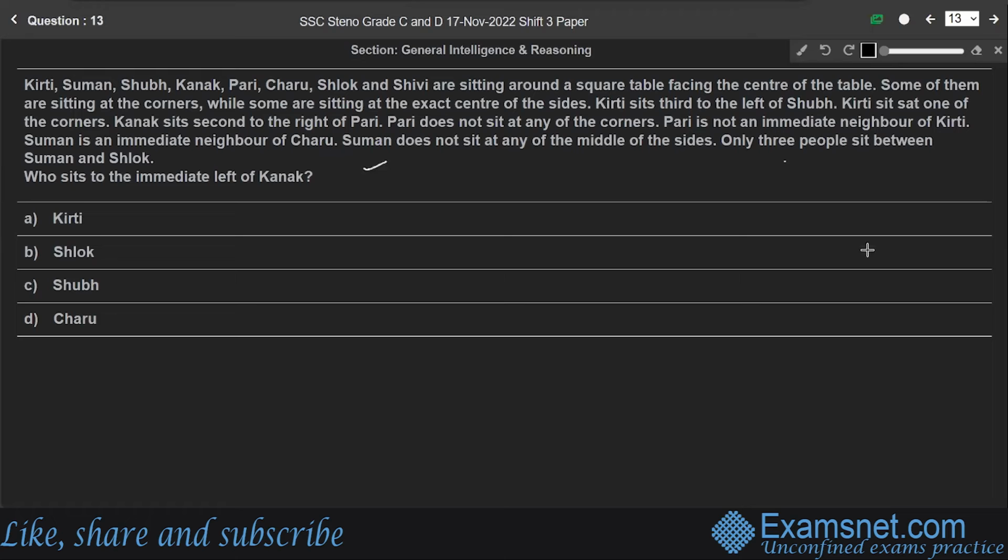Question number 13. Kriti, Suman, Shubh, Kanak, Pari, Charu, Shlok and Shivya are sitting around a square table facing the center of the table. So we'll consider a square table like this, right? 8 people are sitting and they're facing the center of the table. We'll consider 8 places like this, 4 at the corners, 4 at the middle places, facing the center like this.